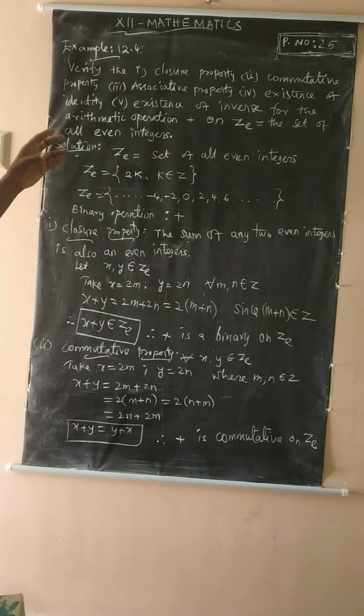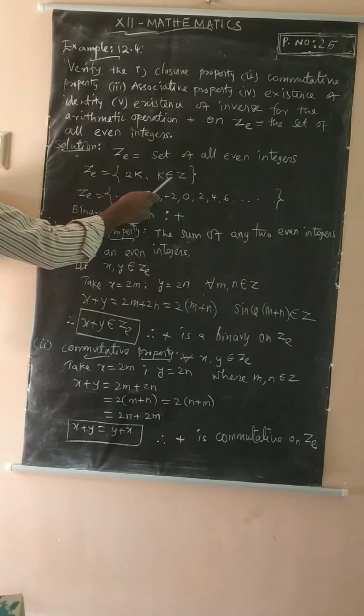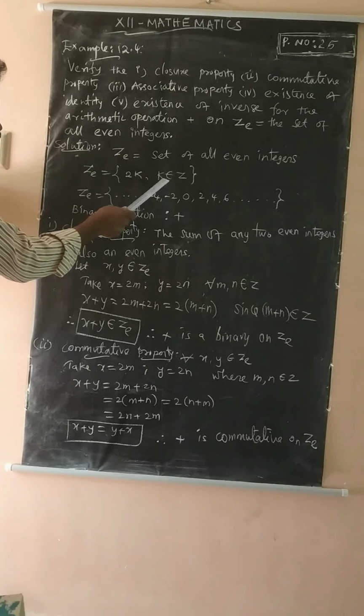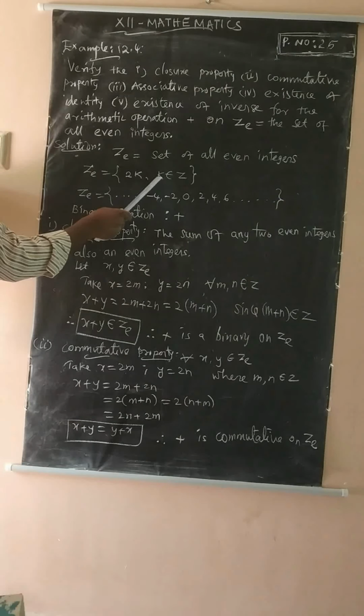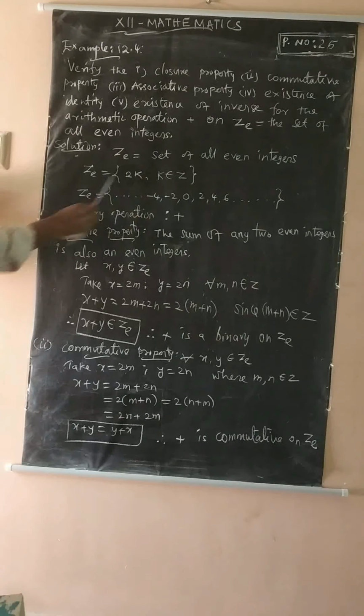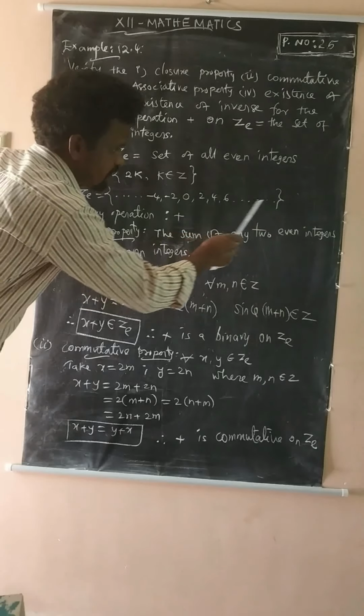Here the question is asking about the set of all even integers. So therefore 0, plus or minus 2, plus or minus 4, plus or minus 6, and it goes on. So generally we write 2k, where k belongs to integers. If you give k the values 1, 2, minus 1, minus 2, and 0, you get the even integers. So ZE is equal to the set etc., minus 4, minus 2, 0, 2, 4, 6, etc.